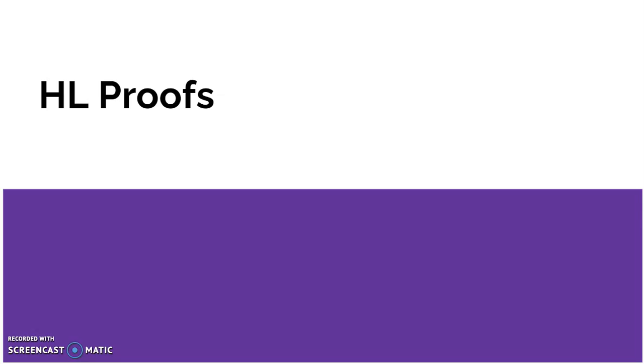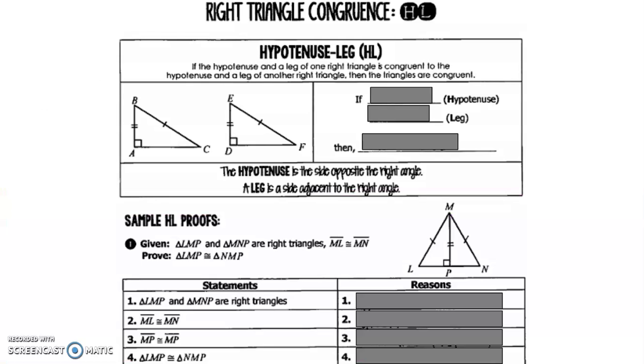The last type of congruence that we're going to look at is hypotenuse leg, and we're going to look at the proofs for that. Remember that hypotenuse leg is used solely for our right triangles. If it's not a right triangle, we cannot use hypotenuse leg. If it is a right triangle, we can say that if the hypotenuse and a leg of one right triangle is congruent to the hypotenuse and leg of another right triangle, then those triangles are congruent.